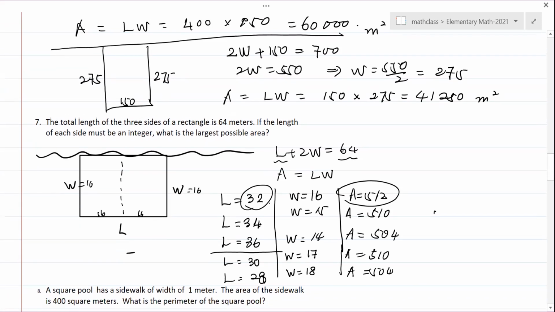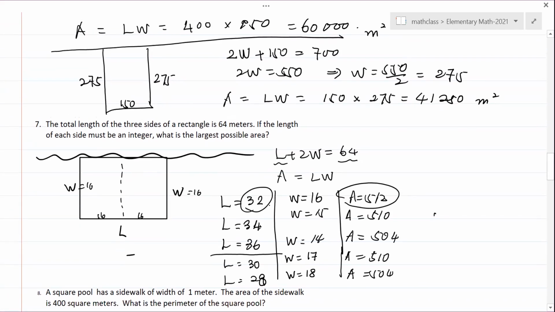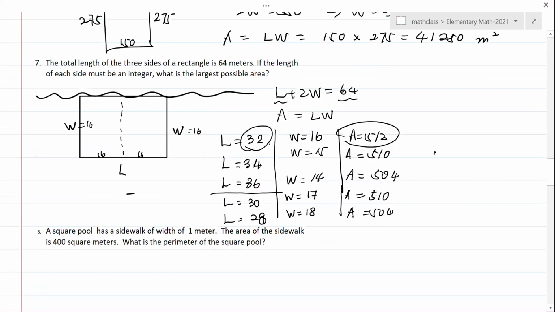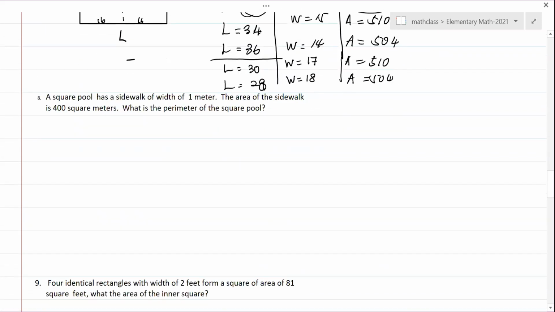All right, so this is a slightly different problem, and we have to find the maximum value of the area. Now, let's try the next problem.